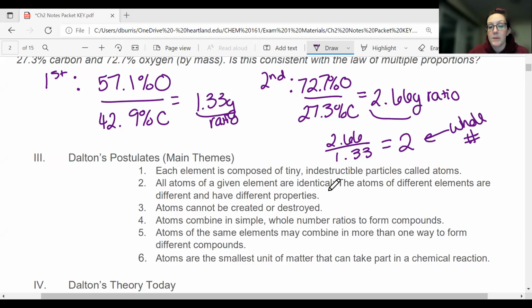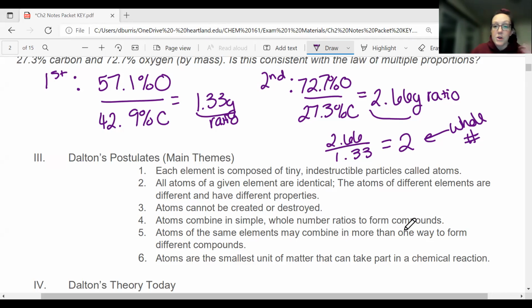All atoms of a given element are identical. The atoms of different elements are different and have different properties. Okay, so that makes sense. Most elements have different properties. Atoms cannot be created or destroyed. We already talked about that one. They can combine in simple whole number ratios to form compounds like H2O or H2O2. Atoms of the same elements may combine in more than one way to form different compounds, okay, again, like H2O and H2O2. And atoms are the smallest unit of matter that can take part in a chemical reaction.